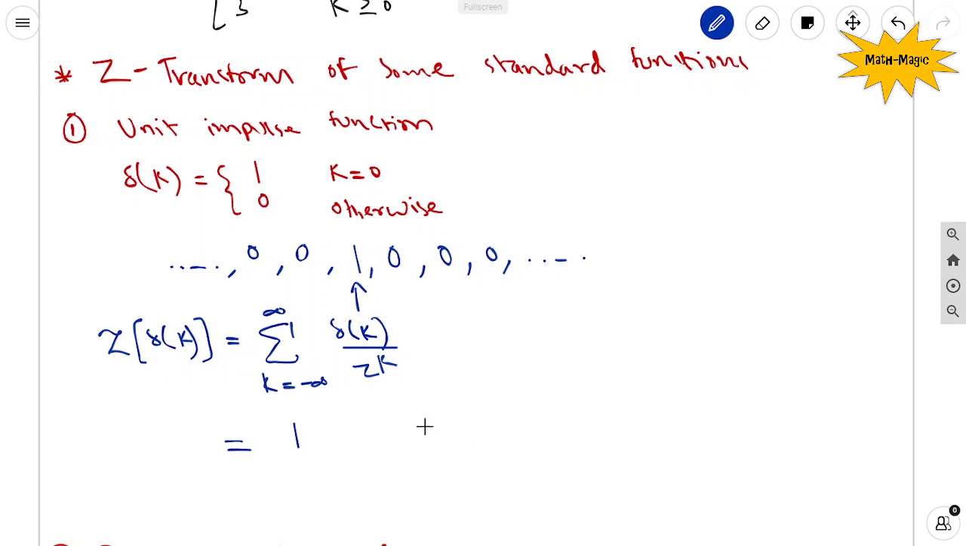And then what will be the region of convergence? This is well defined for any z since it's a constant function. So the region of convergence is the complex plane. So we can write that the z transform of delta of k is 1. Then the inverse z transform of 1 will be delta k. So it says that the inverse z transform of 1 is the unit impulse function.